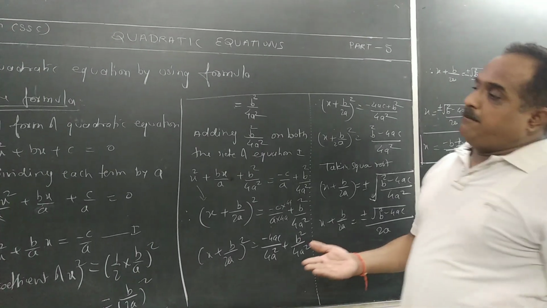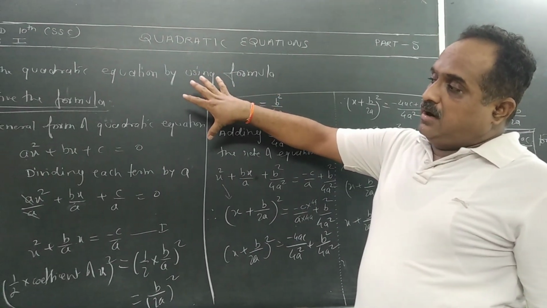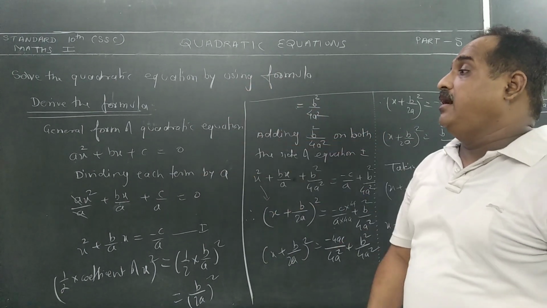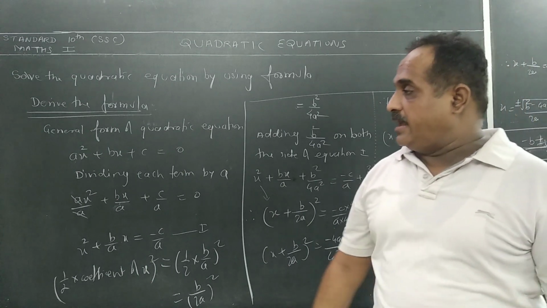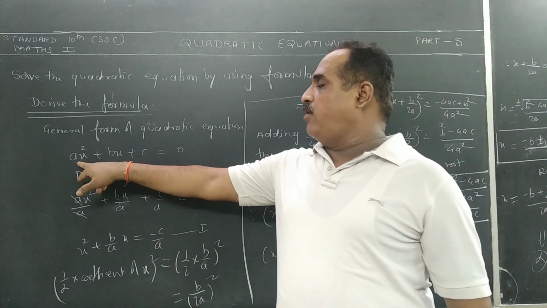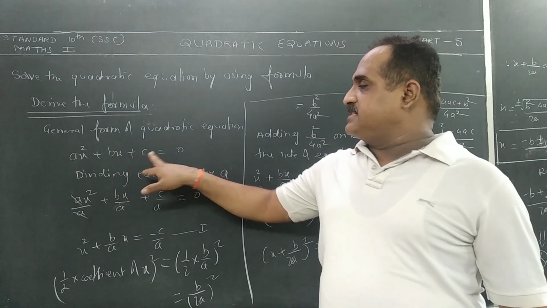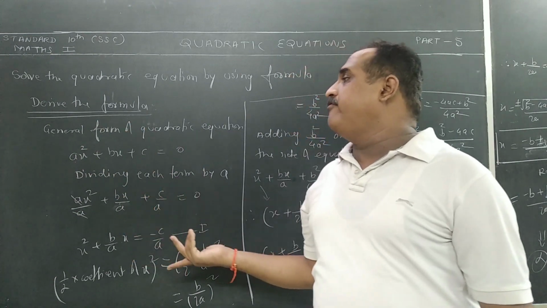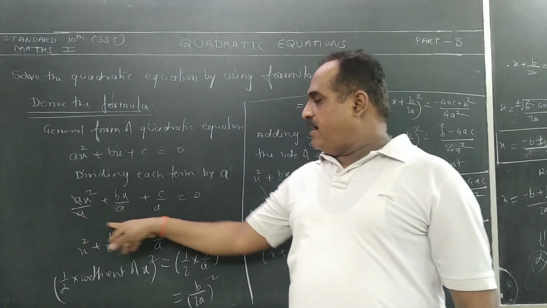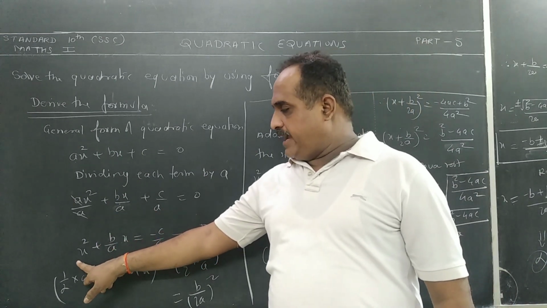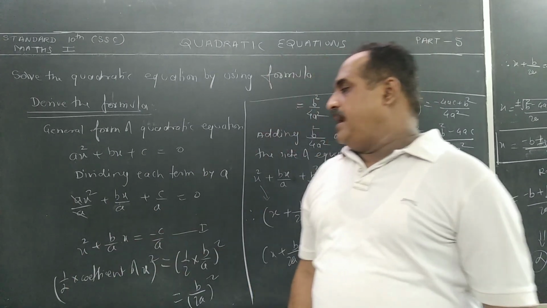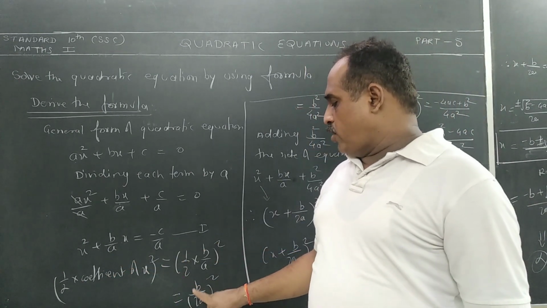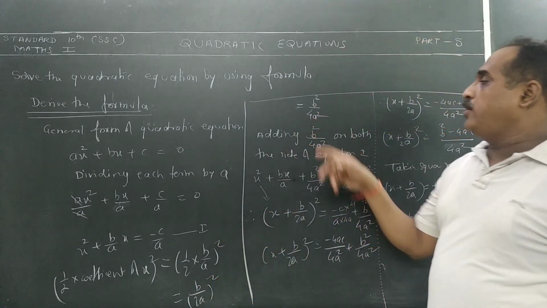How did we derive it? By the method by which we found the solution, the method of completing the square. What is the general form? ax square plus bx plus c is equal to 0. And I told you that this coefficient should be 1. We don't know the value of a, but we make it 1 by dividing each term by a. So the coefficient of x square is 1. Now half of the coefficient of x, the whole square, what did you get? b upon 2a, that is b square upon 4a square.